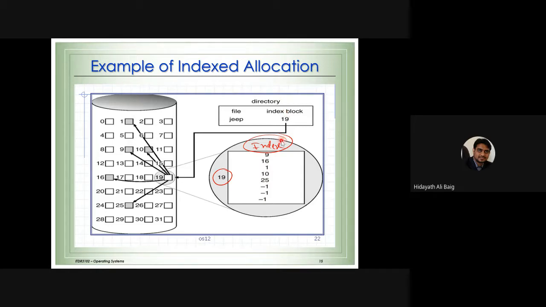Now what is the purpose of that? If I want to read the data about this file, first of all I need to go to block number 19. From block number 19, I will identify my first block is block number 9, so I will read the data from block number 9. My next block is block number 16, so I will read the data from block number 16. My next block is block number 1, so I'll read the data from block number 1. Anything about the file, if I want to find the information, I need to come to block number 19, because block number 19 is the index block for that particular file. Is that clear, students, about this? Is that clear?